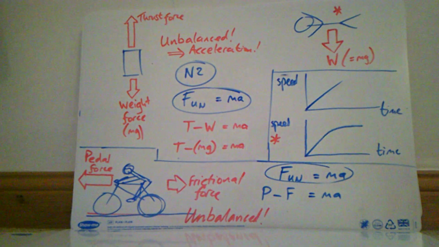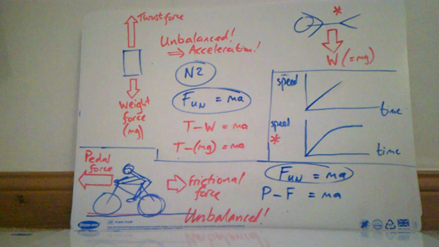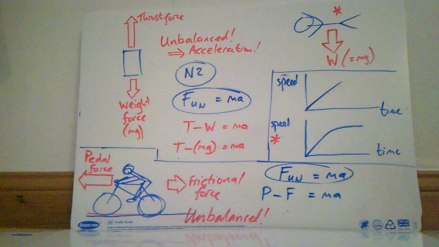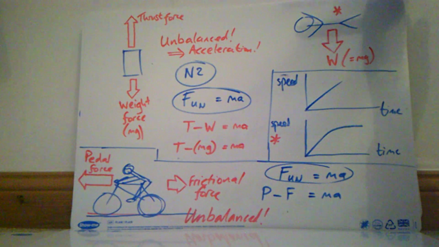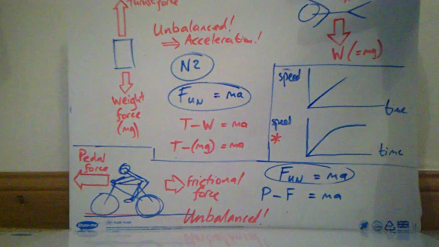So somebody doing a skydive first of all experiences Newton's second law because of the unbalanced force of gravity, and then experiences Newton's first law as the air resistance builds up, the forces are balanced, and the person falls at steady speed, and that steady speed just happens to be given the name terminal velocity. They don't keep accelerating forever.